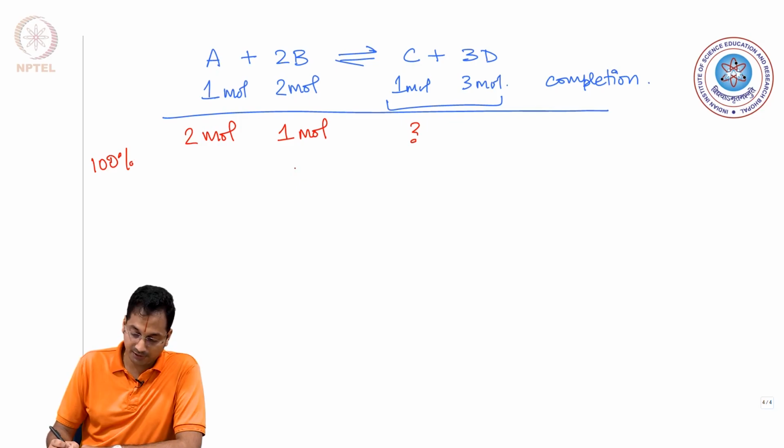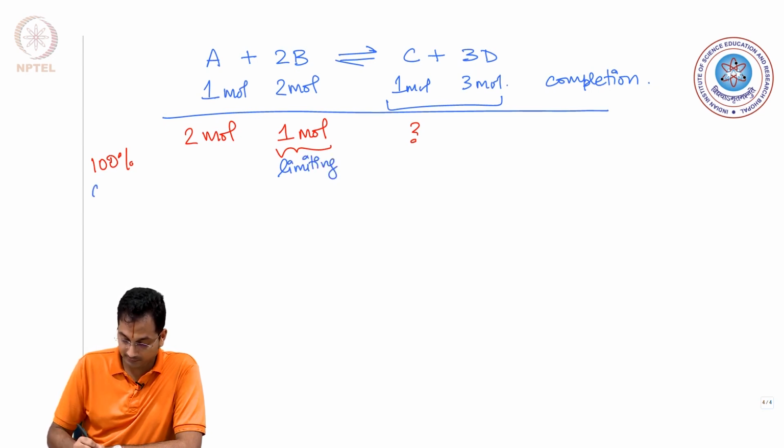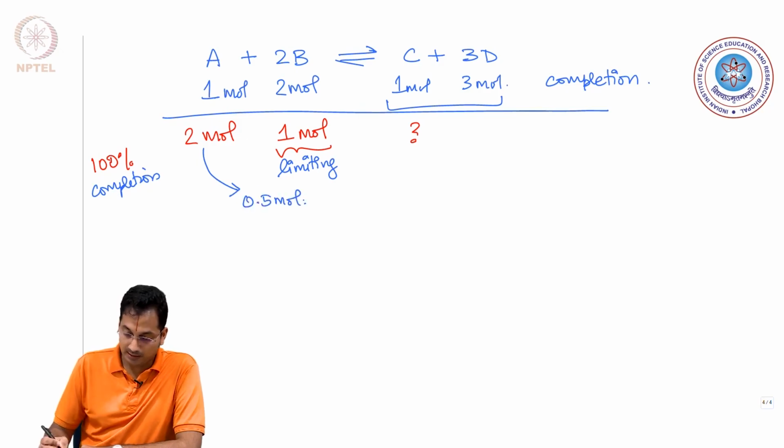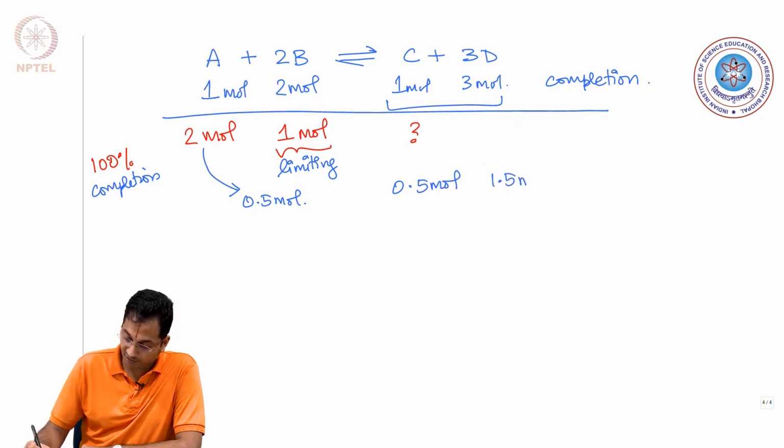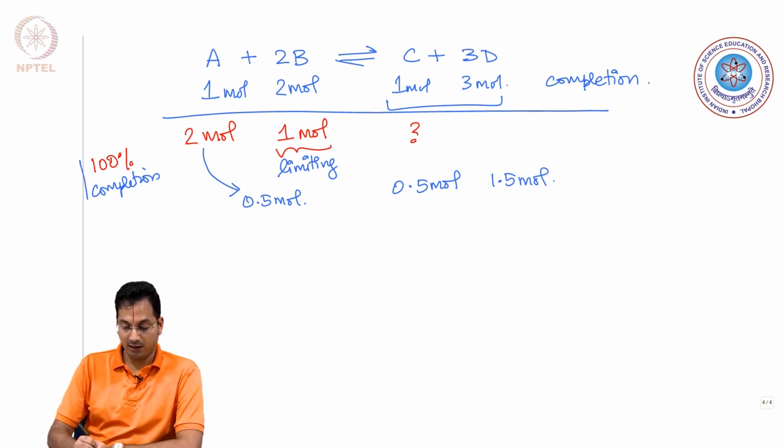So, what is going to end up happening here? In this case, B is going to be the limiting reagent. You realize for 2 moles of B, 1 mole of A is going to be required. So, out of this 2 moles, you are only going to end up using 0.5 moles, and since both of these are going to be used, you are going to make 0.5 moles of C and 1.5 moles of D. This is once again assuming 100% conversion.